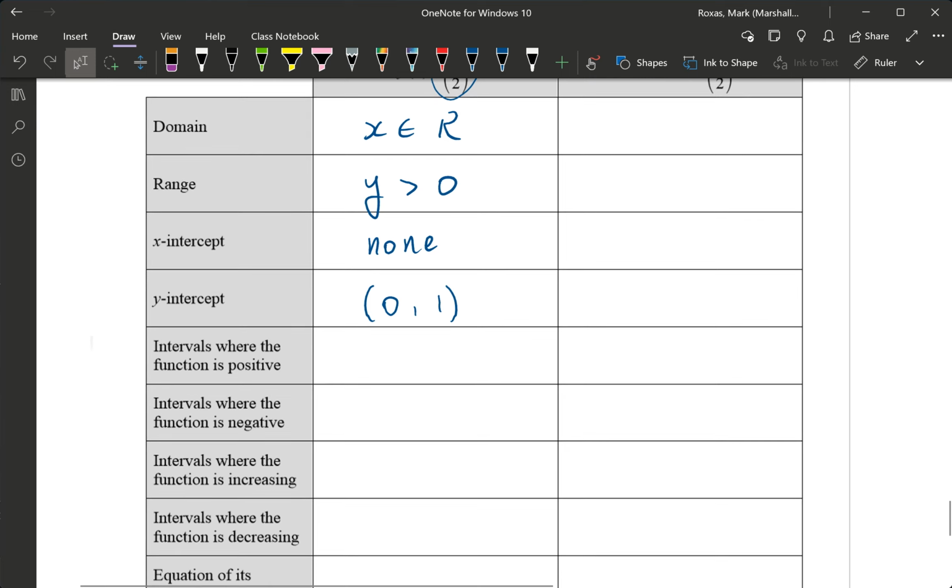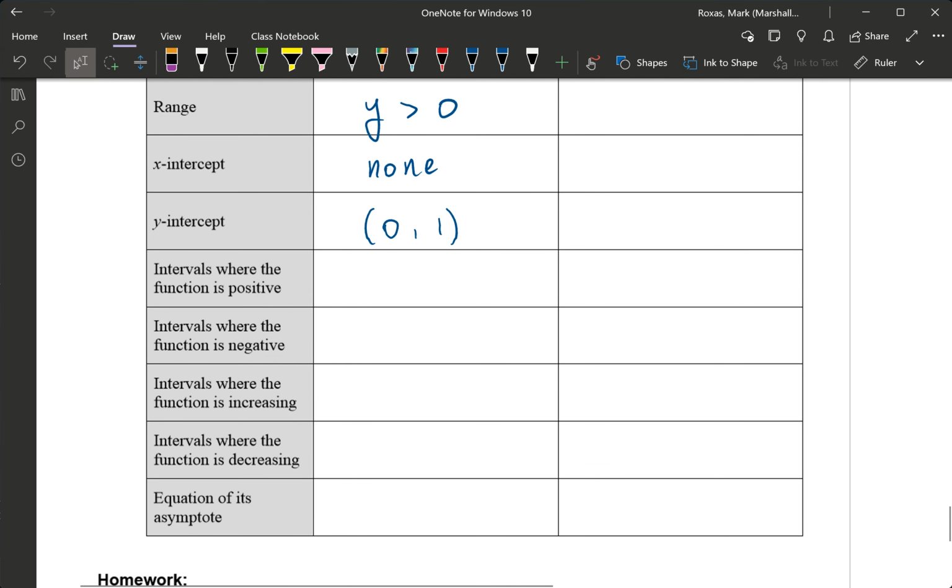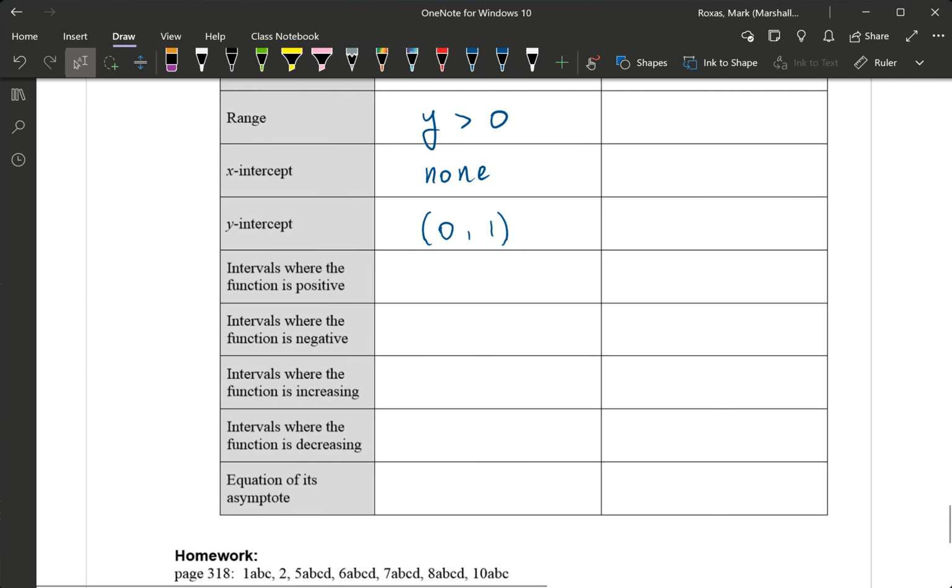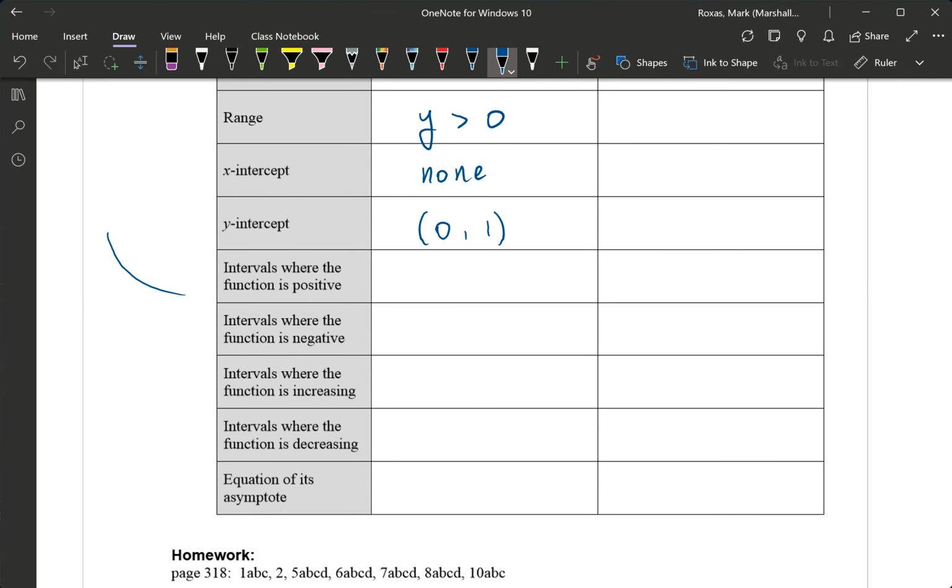And then where is the function positive? Well, think about a decaying exponential: it always has positive y values, right? Here our function is above the x-axis everywhere. So every real number. Are there any points where it's negative? No, there are none, no intervals.